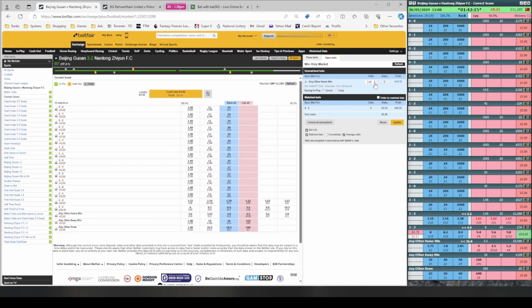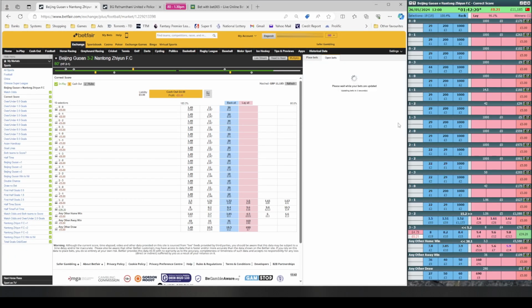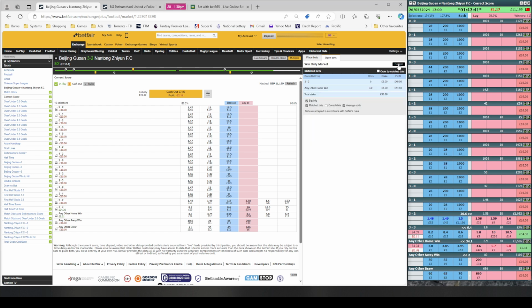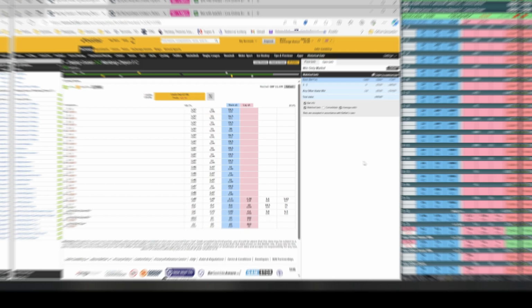The fourth match is between Beijing and Nanlong, also in the Chinese Super League. The score is 3-2. We've got over 11k matched on the market, so I'll back any other home win at odds of 3.9 and a 3-3 at odds of 9 for £5 on each. Time to sit back and relax with a Madri and wait for a goal.